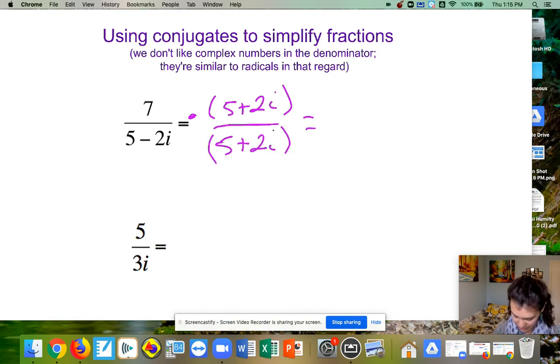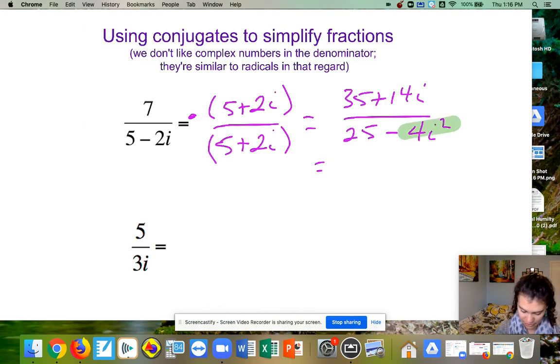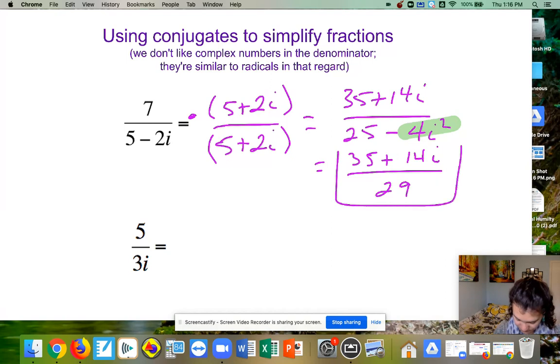And then multiply that out, we get 35 plus 14i on top. And then the bottom, because we have the difference of perfect squares, you'll get 25. The middles will cancel out and you'll get 4i squared. And then again, this becomes a real portion. So you get 35 plus 14i on the top, and then 25 plus 4, or 29. This chunk is always going to happen, so you don't have to write that intermediate step if you don't want to. The next one here, there's lots of options.